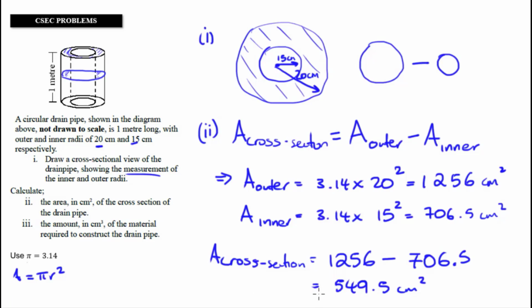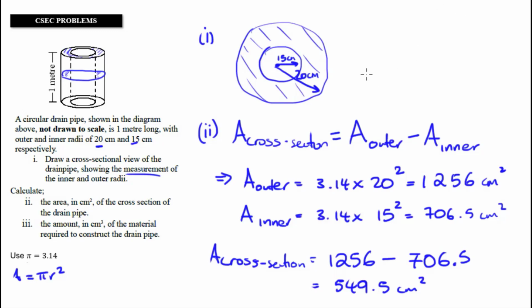So we've drawn the cross section, we figured out the area of it, and now we want to figure out the amount in cubic centimeters of the material required to construct the drain pipe. Now, I know you're probably thinking to jump onto your formula for the volume of a cylinder, but this isn't a regular cylinder, right? Because it has this big hole in the middle. So even though we are not going to use the formula V equals pi r squared h, we've done a lot of the work already because we already know the area of the base or the area of the cross section.